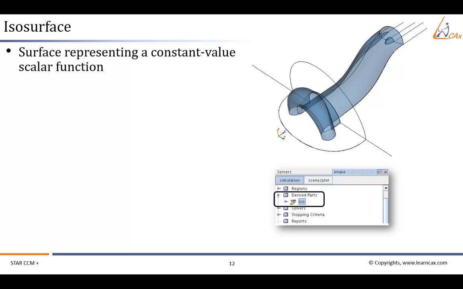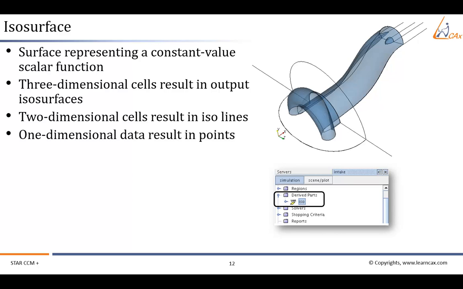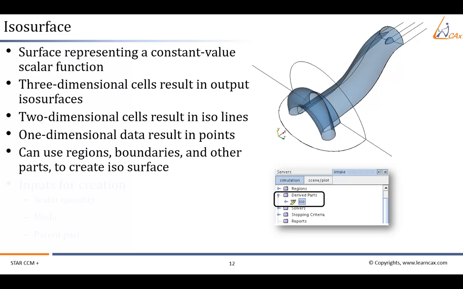The exact form of the output of the isosurface depends on the dimensionality of the input parts. Input data consisting of 3-dimensional cells will result in output isosurfaces. Input data consisting of 2-dimensional cells will result in isolines. And input data consisting of 1-dimensional data will result in points. Again, we can use regions, boundaries, and other parts to create isosurface.